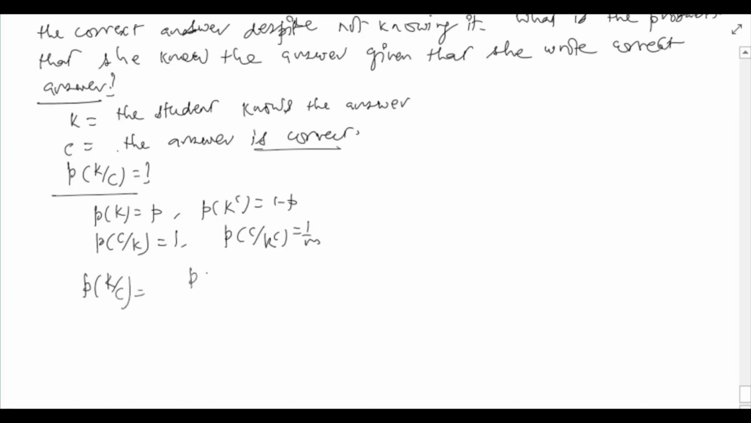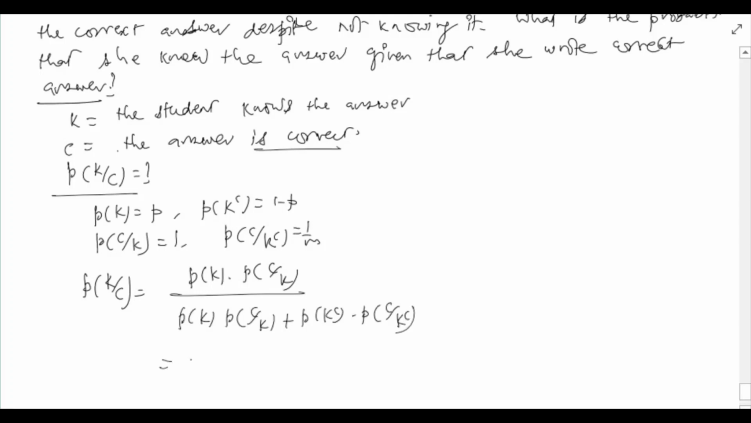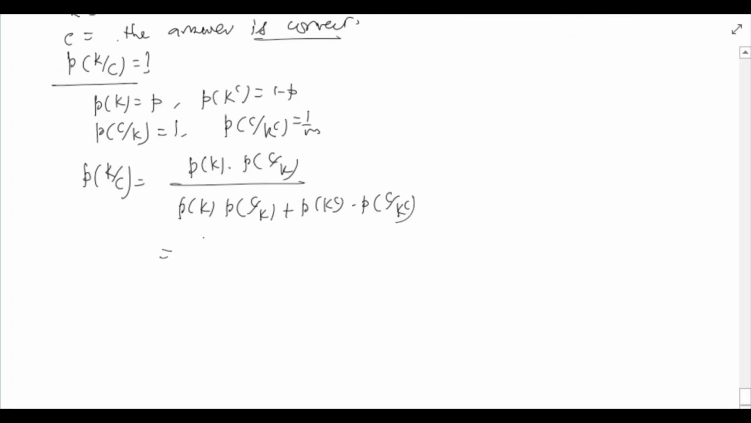It is probability of K times probability of C given K divided by probability of K times probability of C given K plus probability of K complement times probability of C given K complement. We know all these probabilities. Let us substitute these. So it's P times 1 divided by P times 1 plus 1 minus P times 1 by m. It turns out to be equal to mP divided by 1 plus (m minus 1)P.